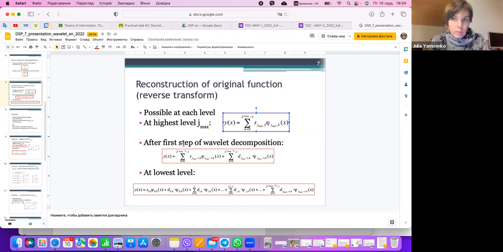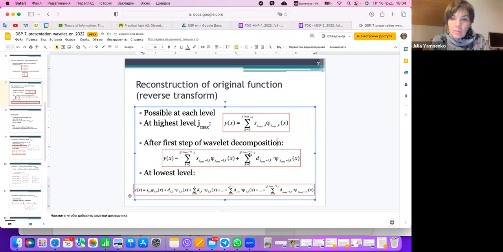If we didn't stop at this maximum level and went further, then we can stop at the next level. It's a level where we calculated not only S, but also D coefficients, because I told you that two types of coefficients are calculated at each level except the maximum one. So after one step of wavelet decomposition, we also could restore the original function. And here is a formula of how to do it. In this formula, we have not only S, but D coefficients too.